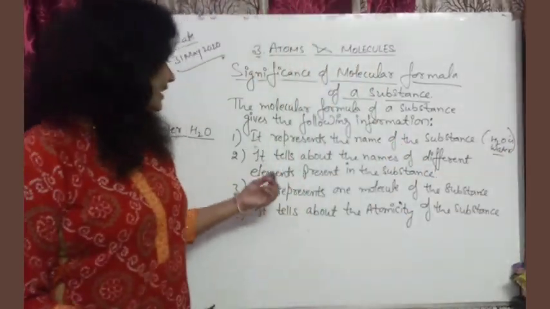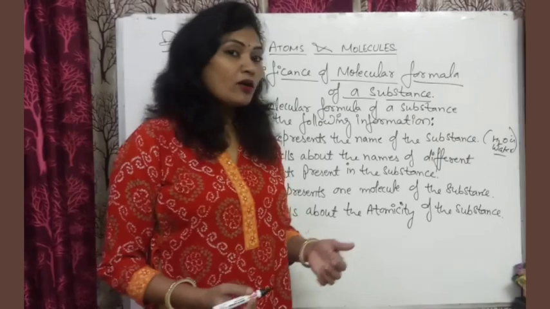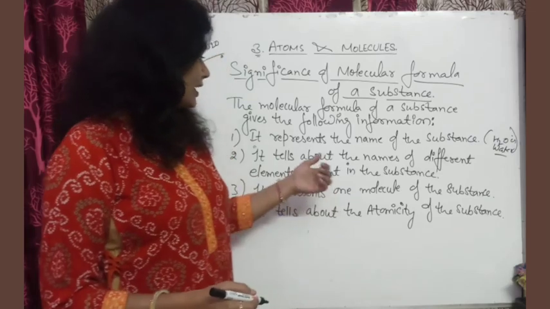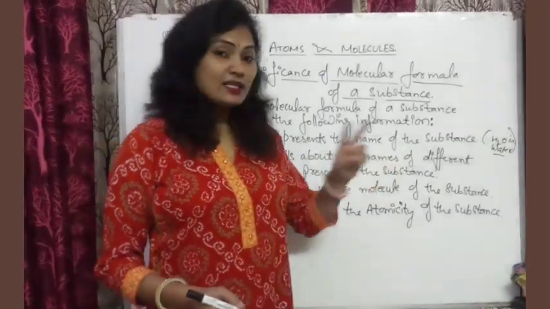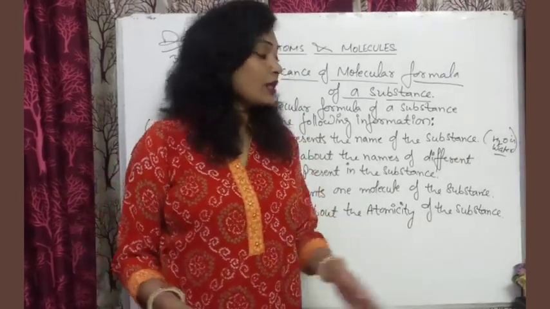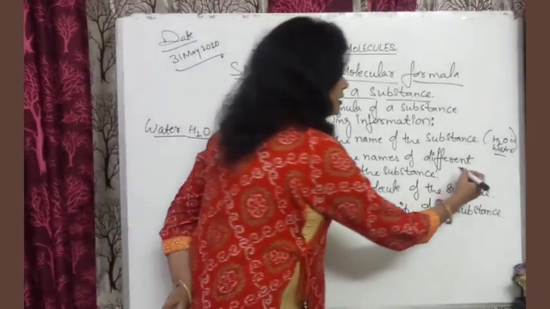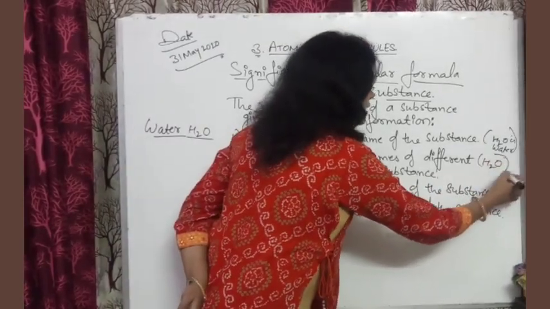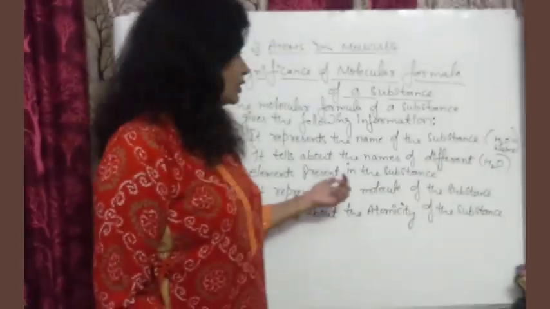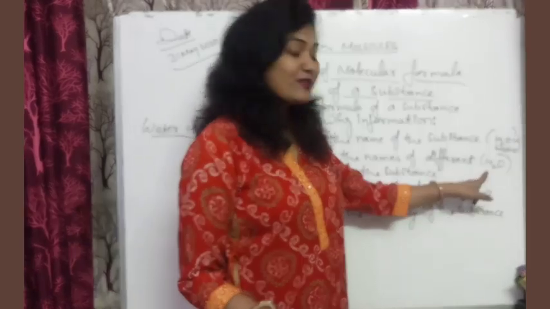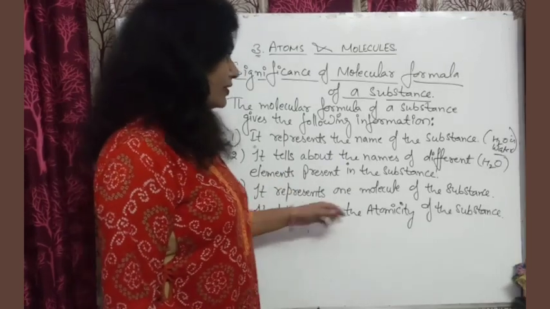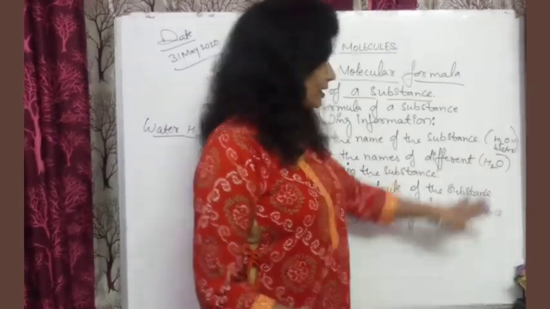Now second, it tells about the names of the different atoms present in the substance. For example, we are taking H2O. H2O contains 2 atoms of hydrogen and 1 atom of oxygen. So what are the elements present in it? That is hydrogen and oxygen. So it tells about the different elements present in the substance, that is hydrogen and oxygen. You can write here that it represents hydrogen and oxygen.